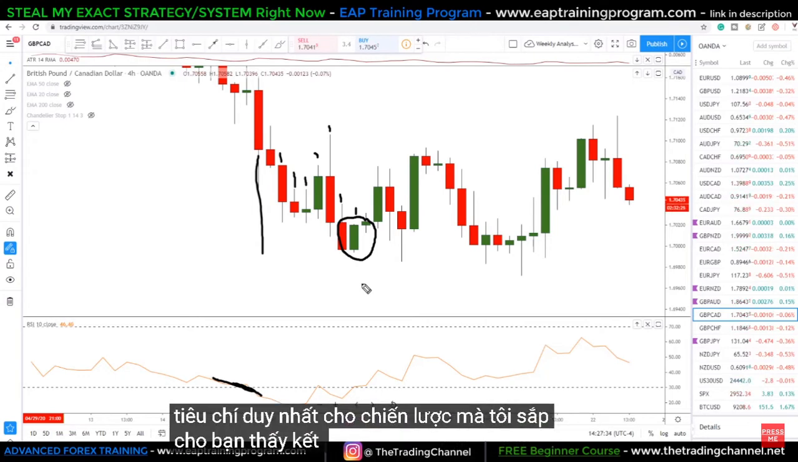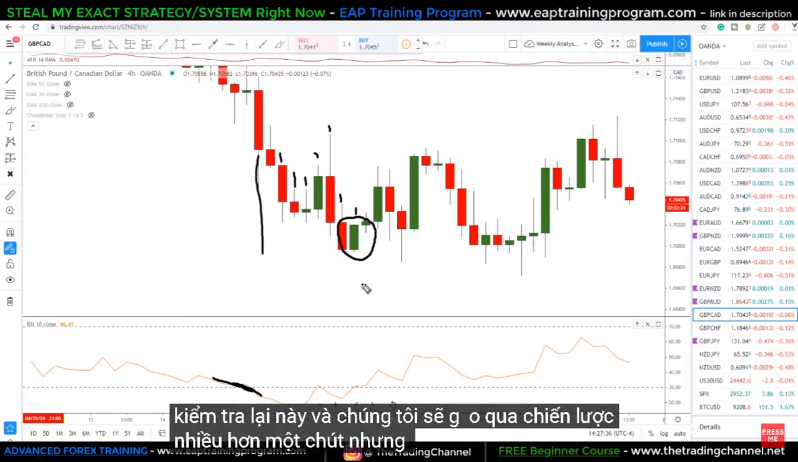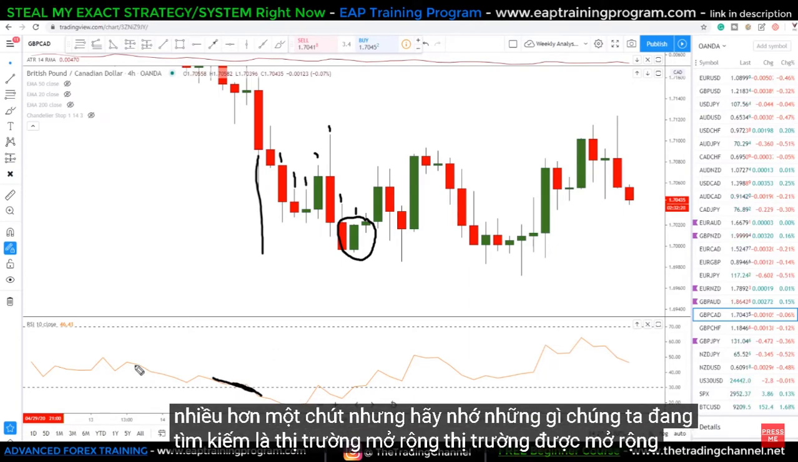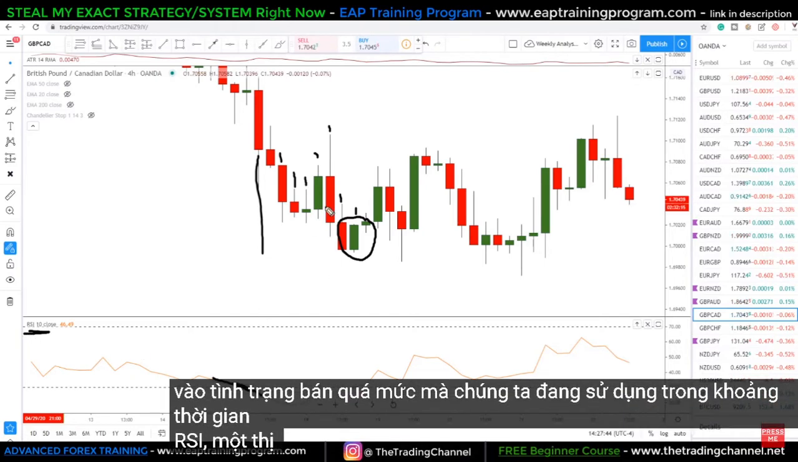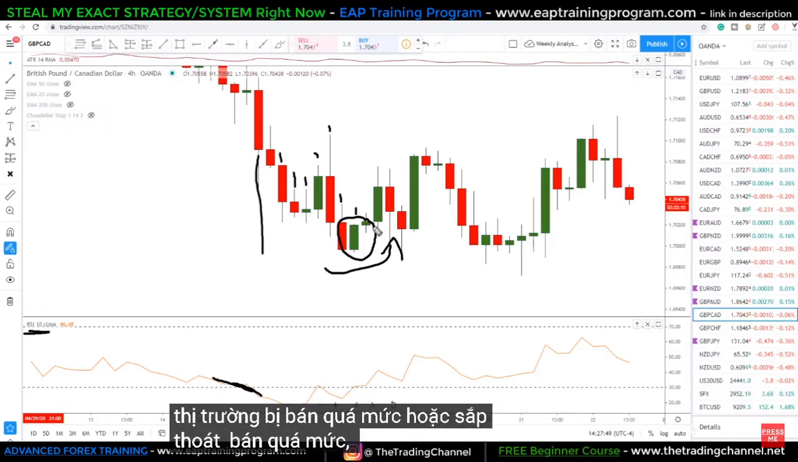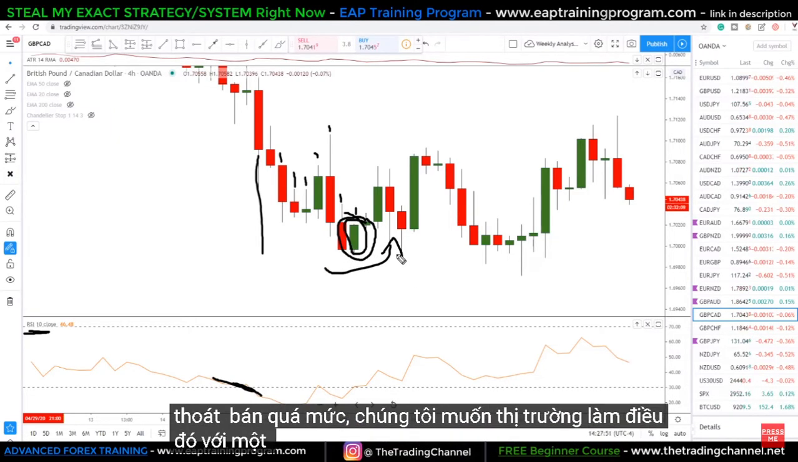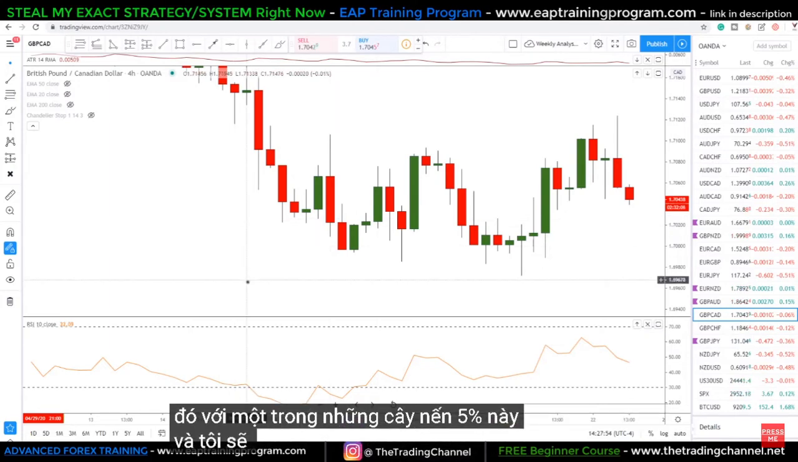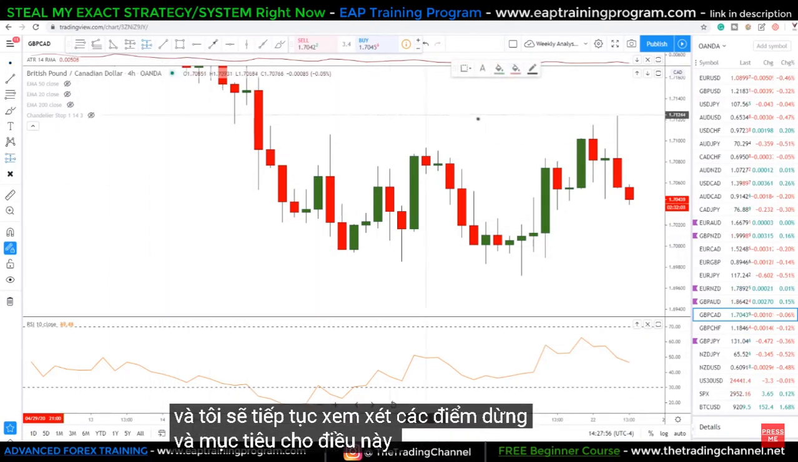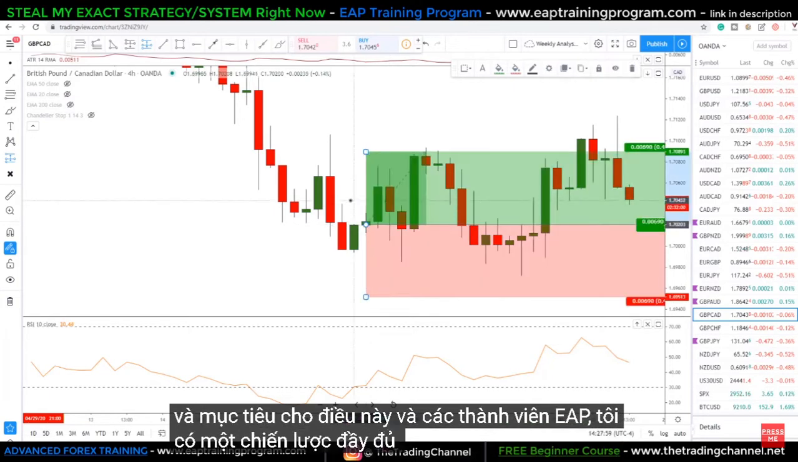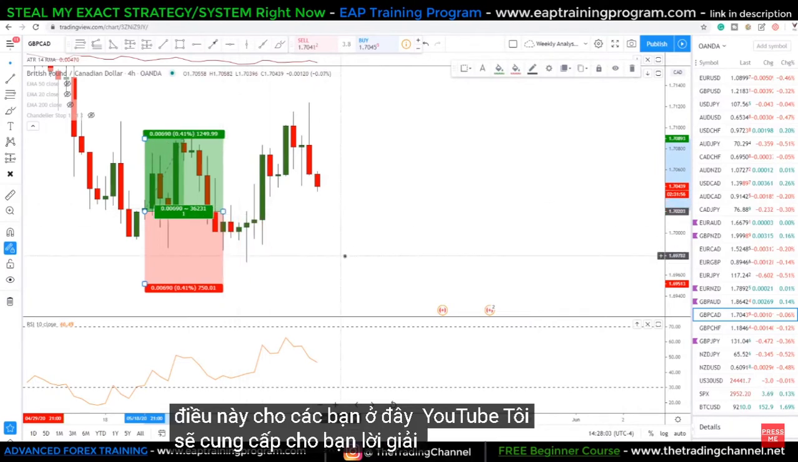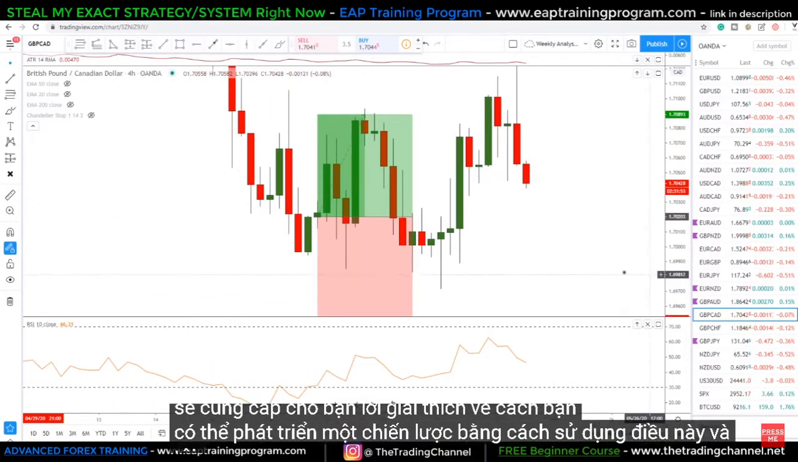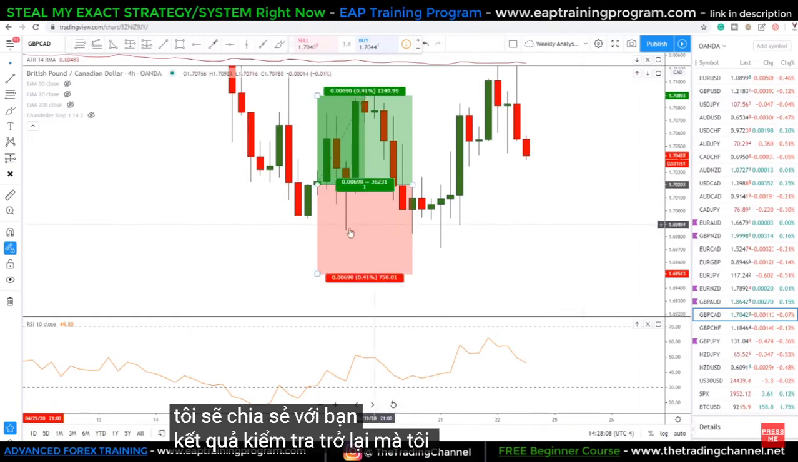I'm about to show you the results of this back test and we'll go over the strategy a little more. But remember, what we're looking for is extended, overextended markets. So if a market goes into oversold, we're using a 10-period RSI, while the market's oversold or coming out of oversold, we want the market to do that with one of these 5% candles. And I'll go ahead and go over the stops and targets for this. And EAP members, I have a full strategy I'm working on with this for you guys here on YouTube. I'm going to give you an explanation of how you can develop a strategy using this, and I'm going to share with you the back testing results I have here on the Pound Canada.